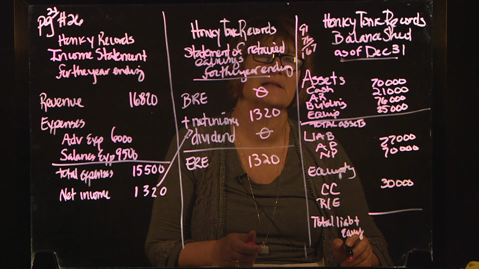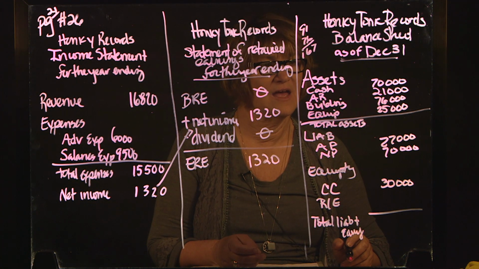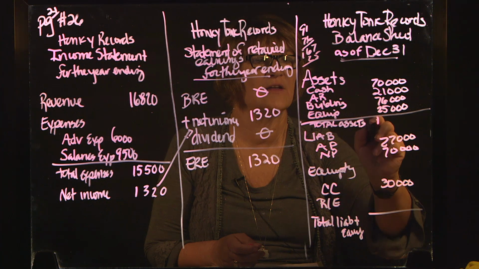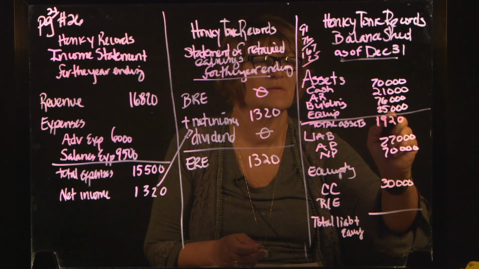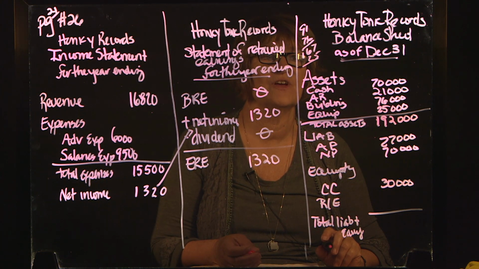9 and 9, 9 and 7. Yeah, so 167 plus 25,000 plus 25 is 192,000. Please, let's check the math. I might do that before we finish.